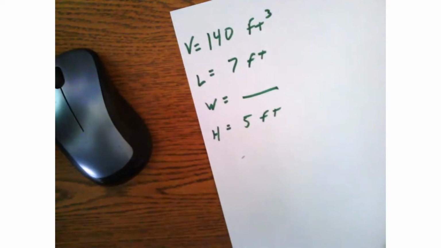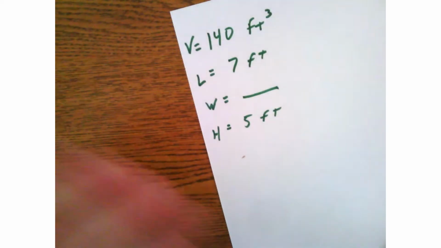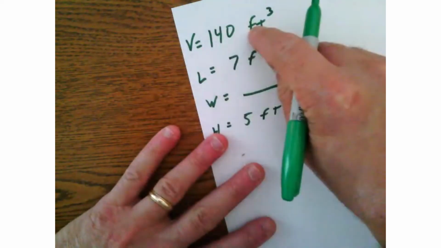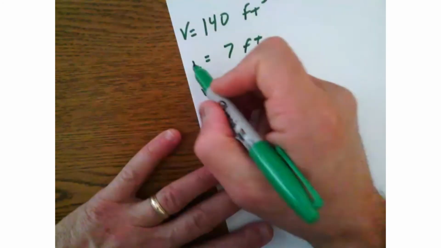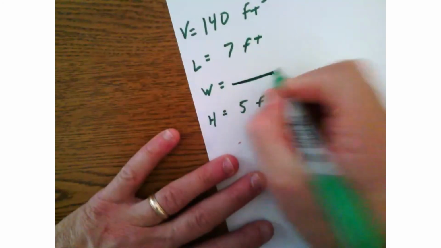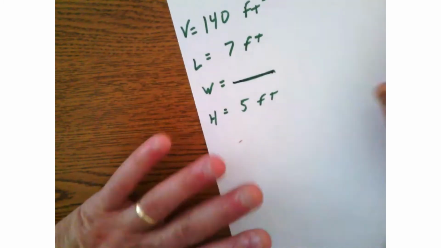All right, let's take a look at this volume problem. In this case, we're not finding the volume. If you notice, the volume is given to us. Volume equals 140 feet cubed. We have a length. We don't have a width. That's what we're trying to find. And we have a height. Let's take a look at how you solve that.